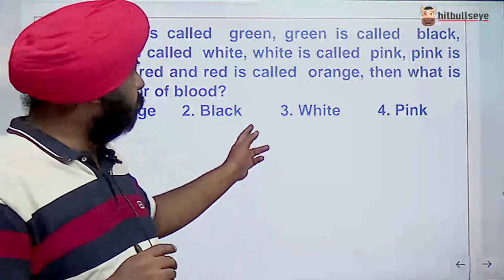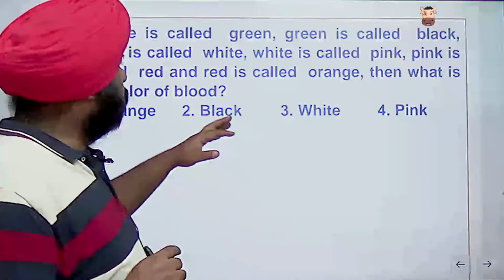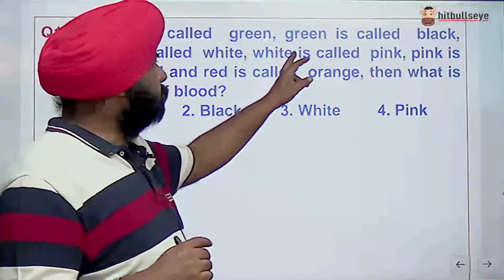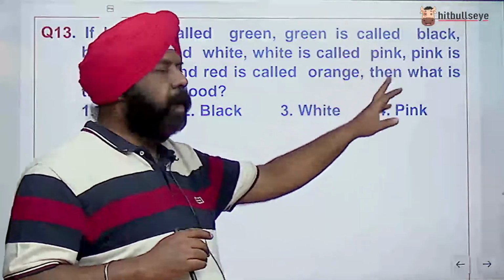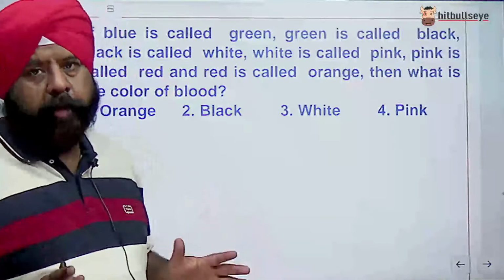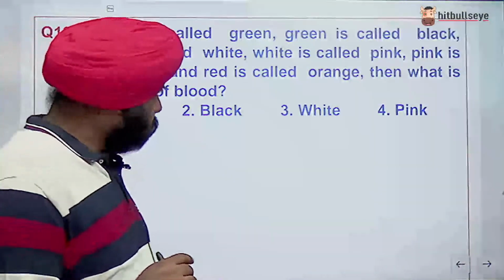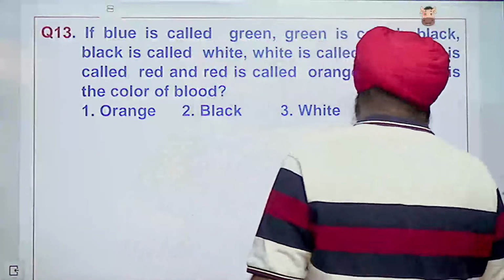But don't move ahead with orange. This is the last one. Had I asked what is the color of grass? Color of grass is green, and green is called black. In that case, black would have been the answer. So you should have stopped there, right guys? So let us move to the next question.